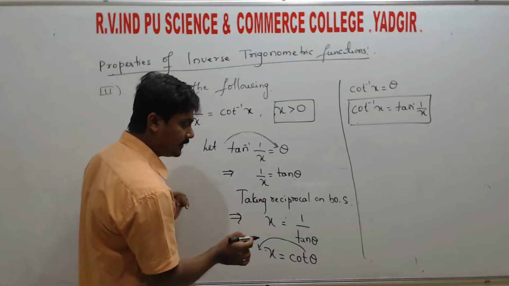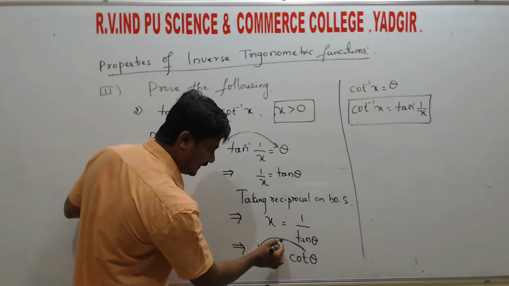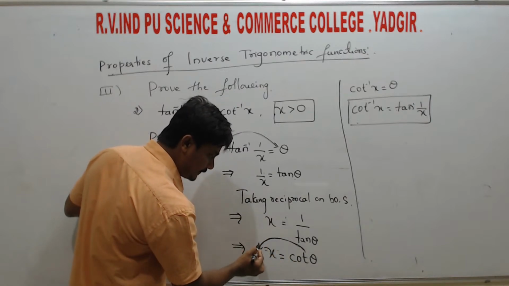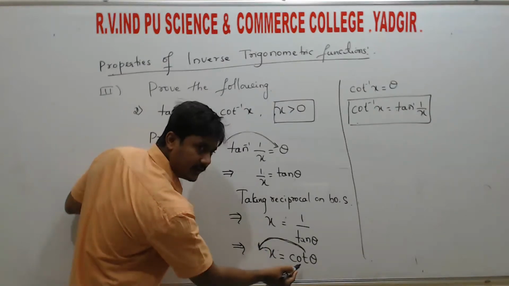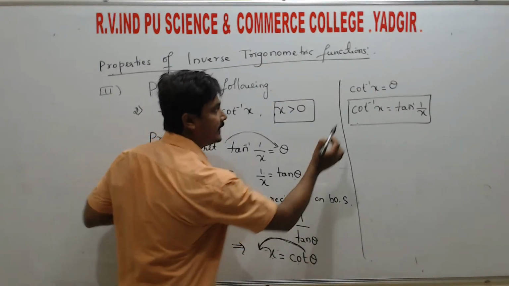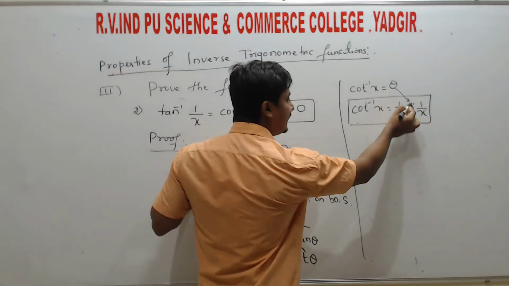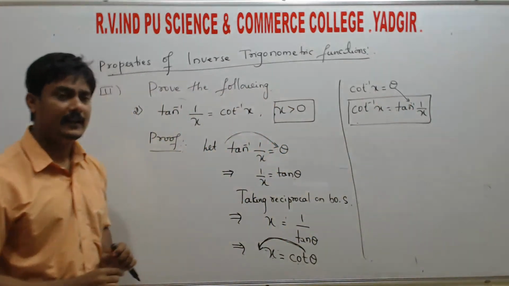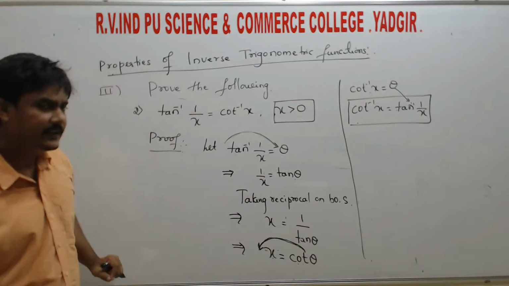Finally, according to the definition of the inverse cotangent function, if cot is taken to the left side, it becomes cot inverse x equal to theta. Cot inverse x equal to theta. So theta, which we had taken as tan inverse 1 by x, equals cot inverse x. This is the proof for this second result. Okay. Next one.